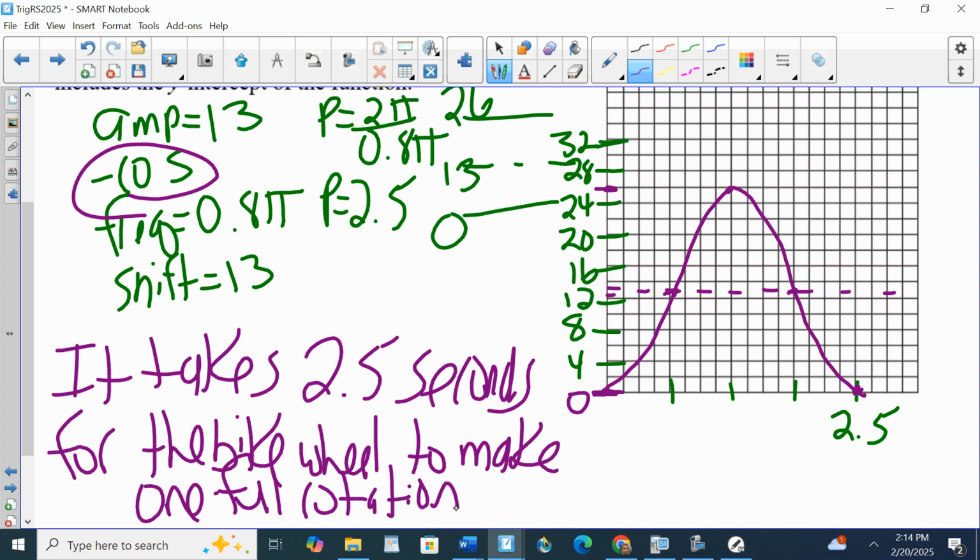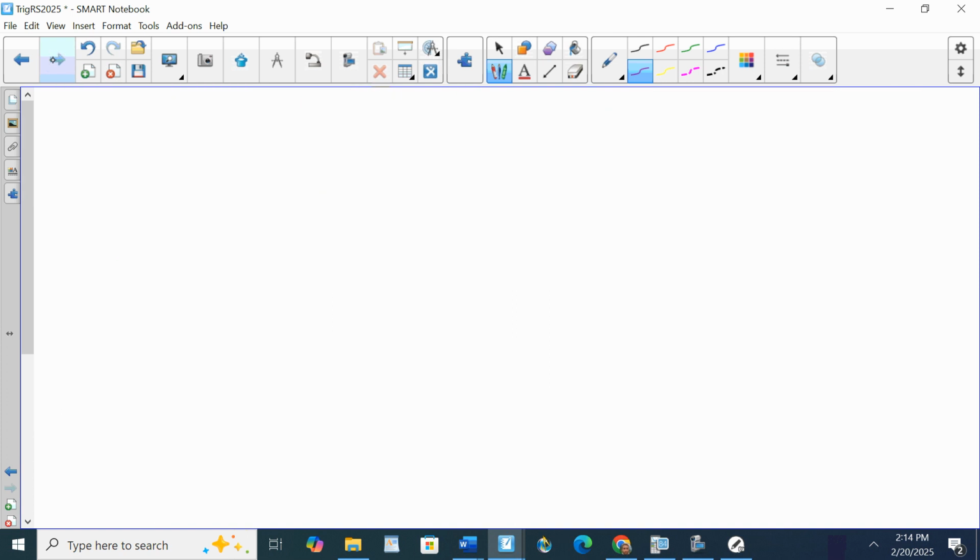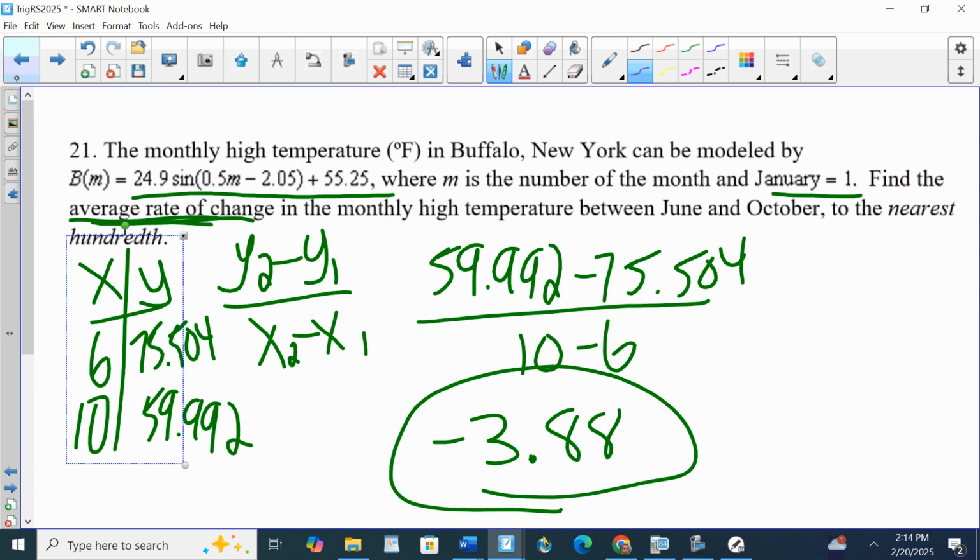And that's it. That's what you'll be asked to do. You'll be asked to graph it. You'll be asked to identify the period, which you have to do for the graph anyway, and explain its meaning in the context of the problem. So that's it. You know what you got to do.